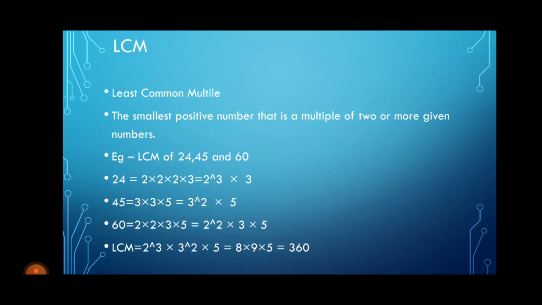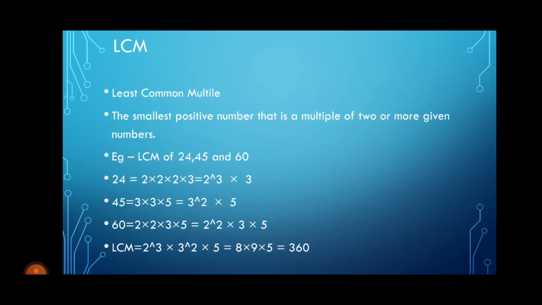The factors of 24 are 2 into 2 into 2 into 3. That is 2 raised to 3 into 3. Similarly, for 45, the factors are 3 into 3 into 5, which is equal to 3 square into 5. For 60, it is 2 square into 3 into 5. So we have to take the highest powered factor. Here the factors are 2, 3 and 5.